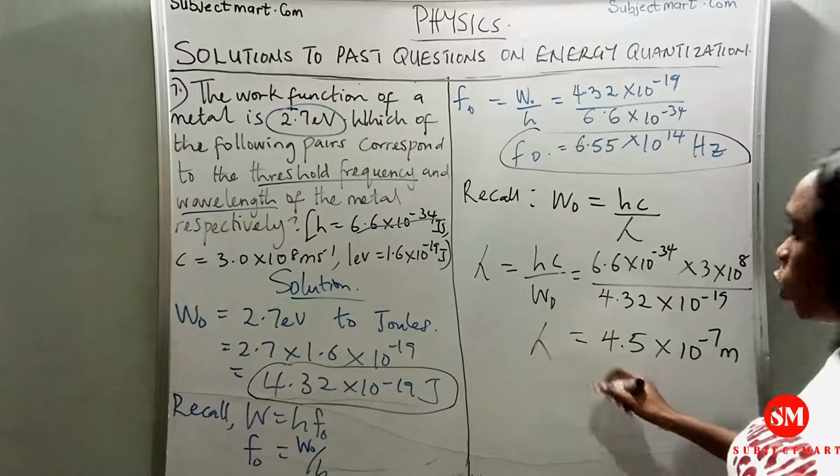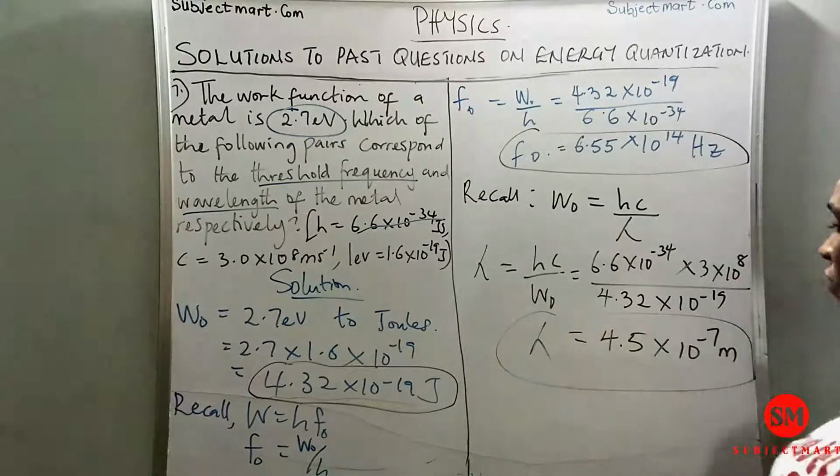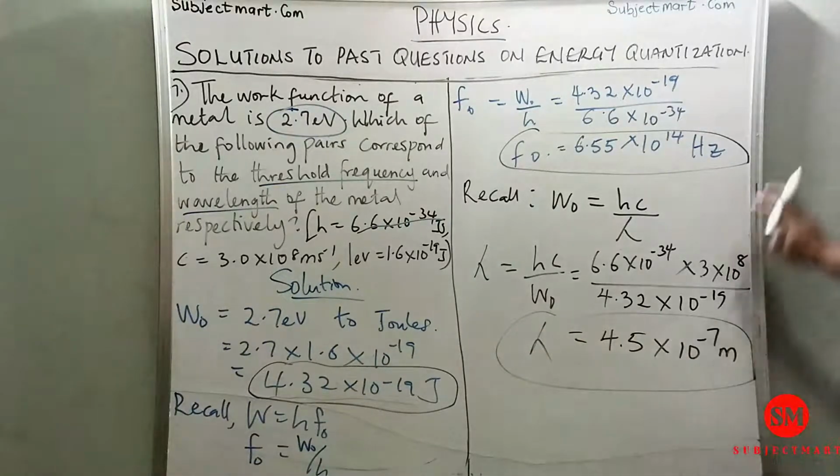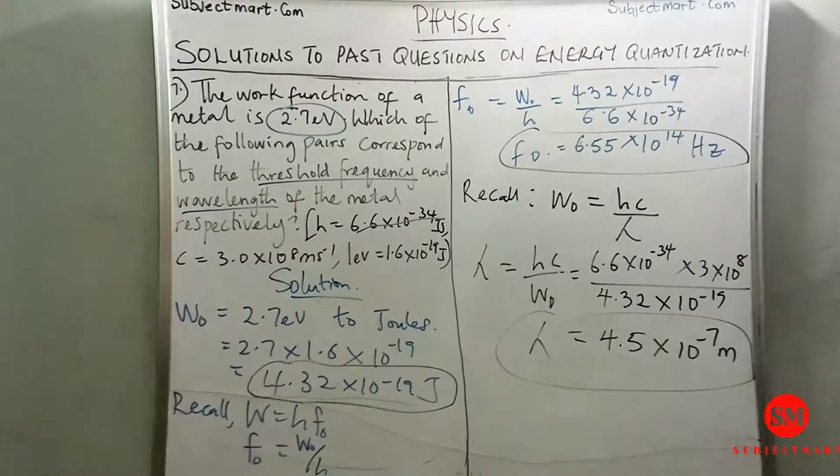So the threshold wavelength is equal to 4.5 times 10 raised to the power minus 7 meters, and the threshold frequency is 6.55 times 10 raised to the power 14 hertz.